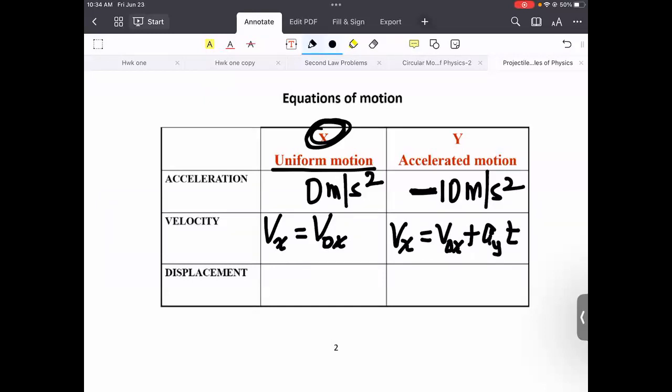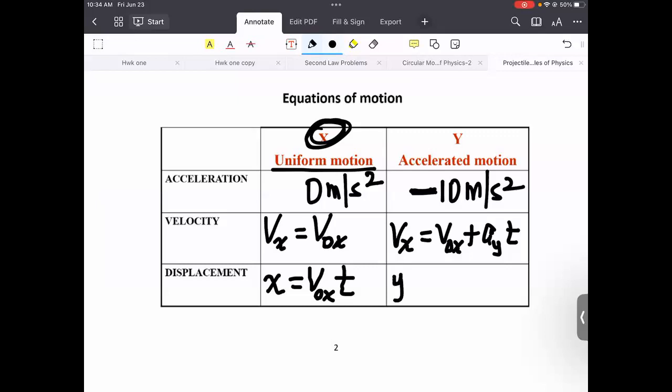What about displacement in the x direction? Well, if the velocity is constant, then displacement x will just be equal to the initial velocity in the x direction times time. Because the velocity is constant, you just multiply velocity times time and you find how much you have displaced in the x direction. For the y direction, displacement will be what?